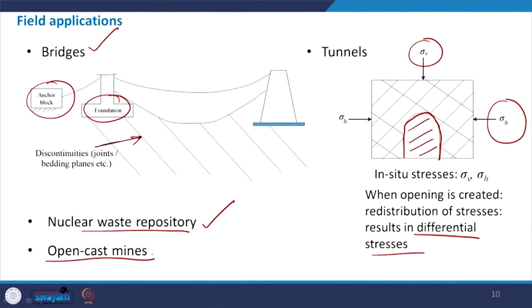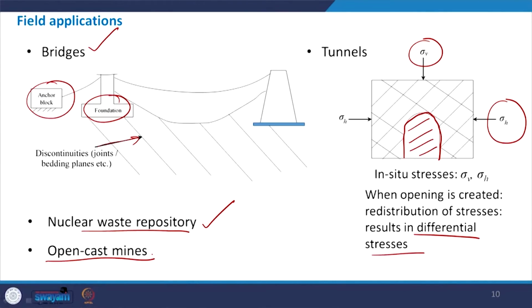Then the next application is open cast mines. Everybody knows about it when we have to go for any kind of mining operation. Let us say if it is a rocky strata, I just cannot cut the slope with closed eyes. We need to see at which angle we are cutting the slope, and whether it is stable or not. So all those things will be coming here.